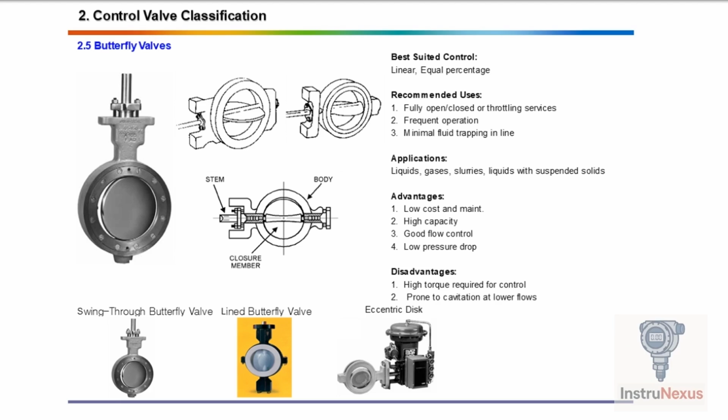However, there are a couple of disadvantages to keep in mind. 1. They require higher torque for precise control, especially under pressure. 2. And they are prone to cavitation, particularly at lower flow rates. In essence, butterfly valves strike a good balance between performance, cost, and control, especially in medium pressure, high flow applications.